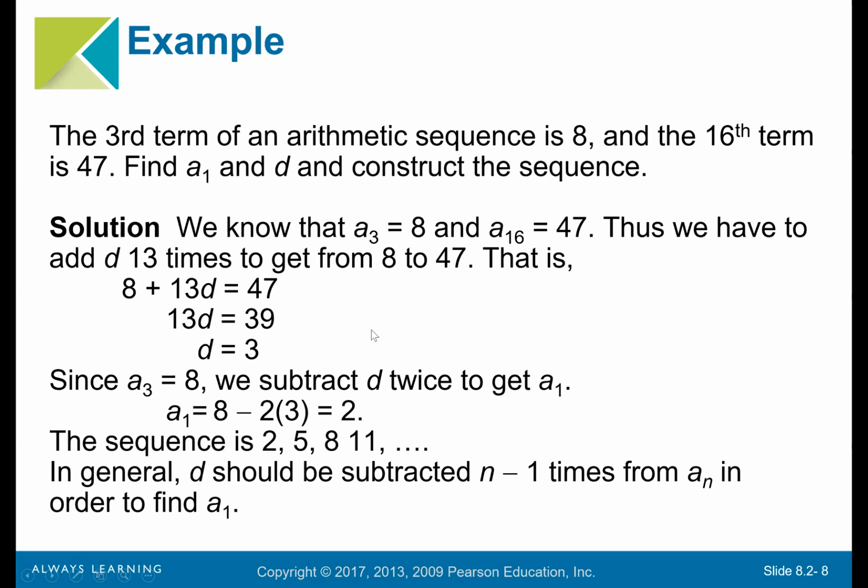Now in this problem, it tells us the third term of an arithmetic sequence is 8, and the 16th term is 47. Find a sub 1 and d and construct the sequence. So a sub 3 is 8, a sub 16 is 47, and so we need to find a couple of things there. We know those two terms. We don't know the first term. We're looking for that.